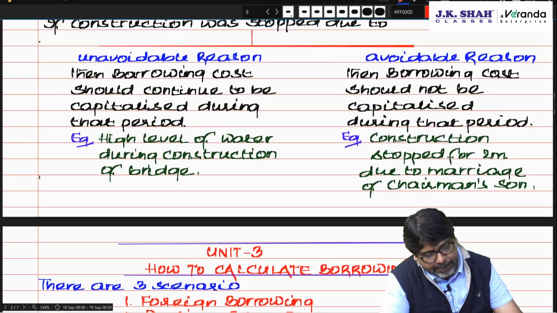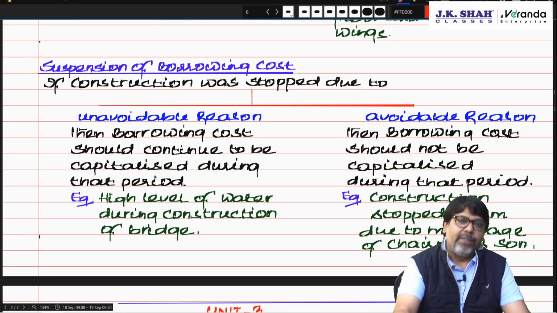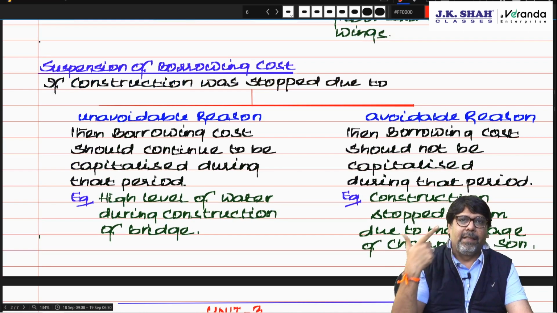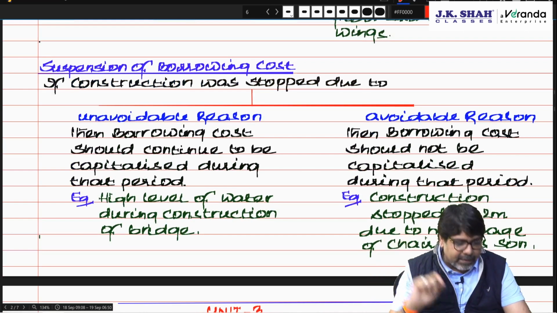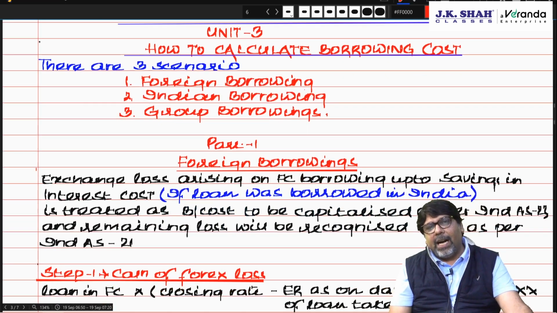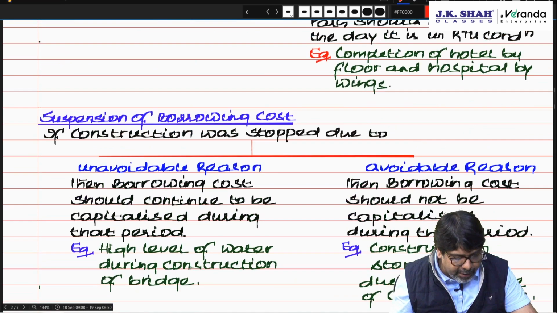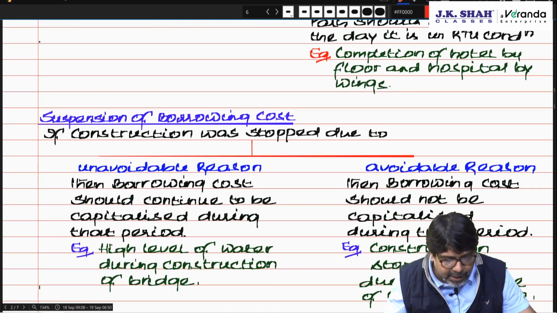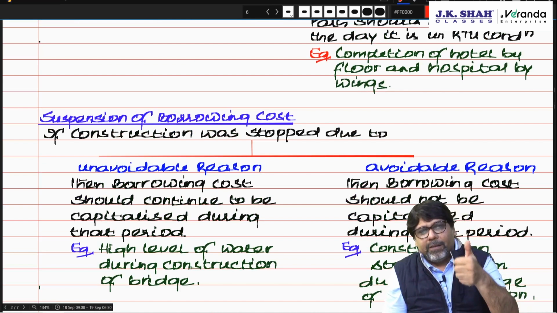Now, chartered, that is known as suspension. So, you understood commencement, suspension and cessation, chartered. Now, chartered, we are getting into the unit on how to calculate borrowing cost. So, the initial fundamental which I wanted you to learn is: what is borrowing cost?